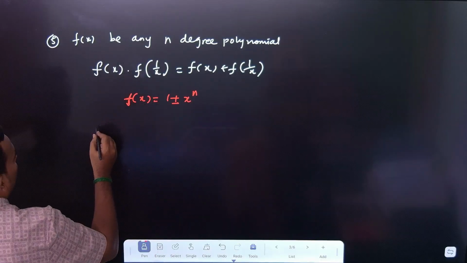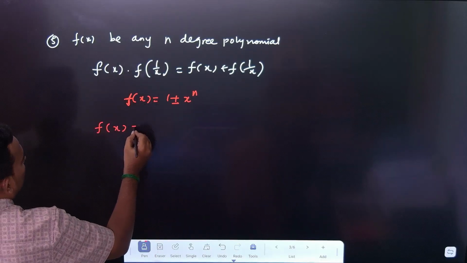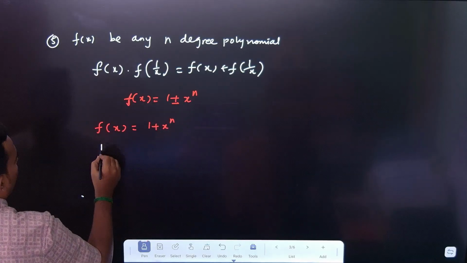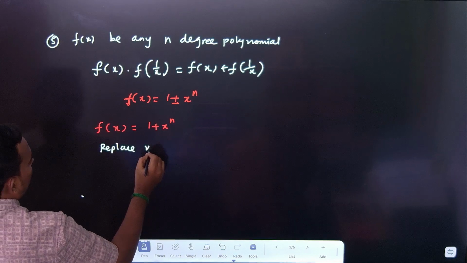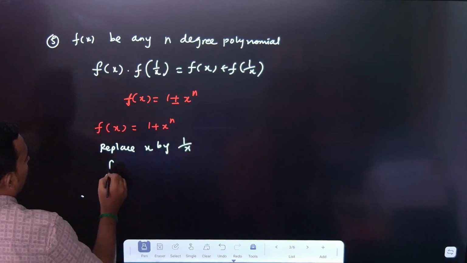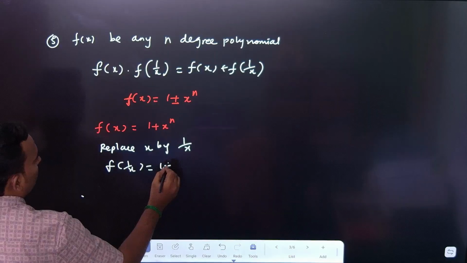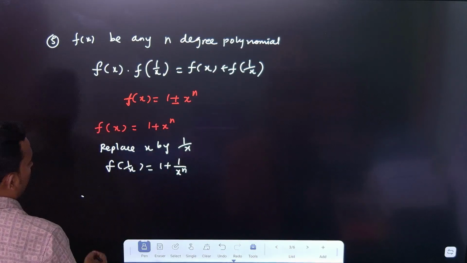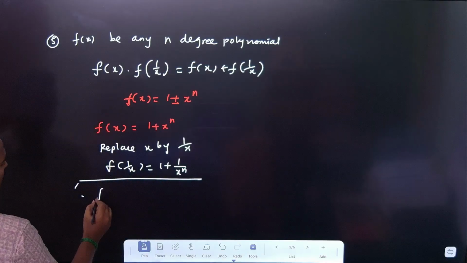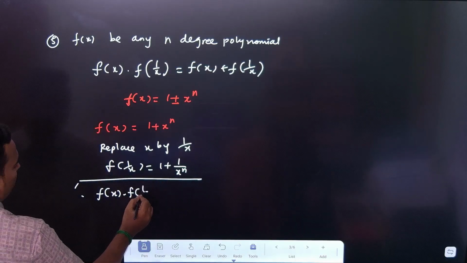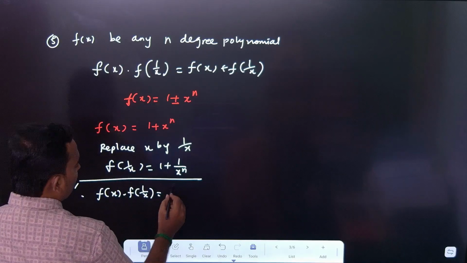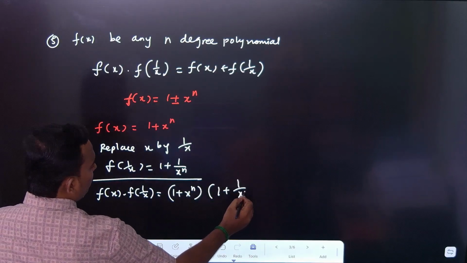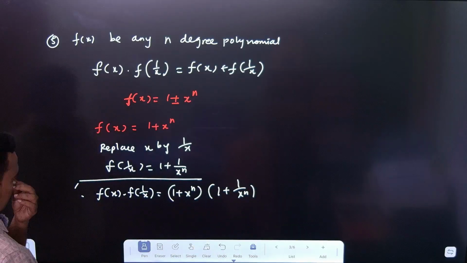Let's verify this. Let us take a positive one, 1 plus x power n, right? So now you can see, replace x by 1 by x. What will we get? F of 1 by x is equal to 1 plus 1 by x whole power n. 1 power n is 1, 1 by x power n we can write. So you multiply these two things, what will we get? F of x into f of 1 by x, left side. The right side you can multiply 1 plus x power n into 1 plus 1 by x to the power n. Clear?